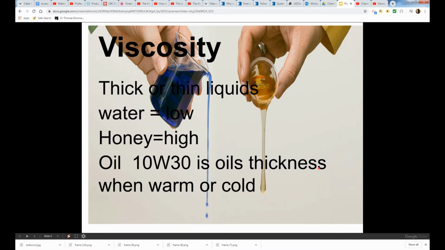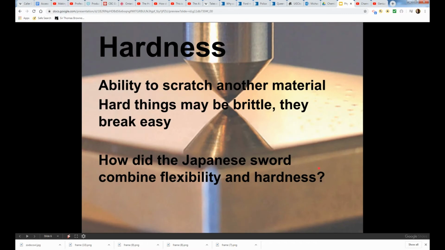So 10W30 means it's a viscousness of 30 when the engine is cold and a viscousness of 10 when the engine is warm. Because you know yourself, right, butter, syrup, things like that, they get thicker when cold. So car oils already state right on it, the cold to the warm viscosity of the oil that the engine's designed for. Hardness is not strength. Hardness is the ability to scratch something else.